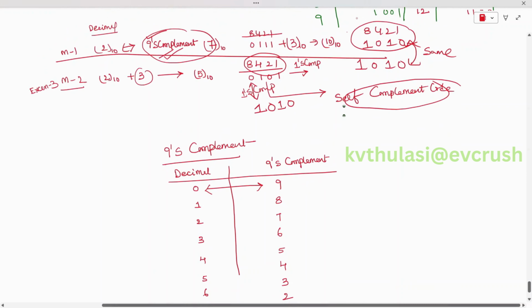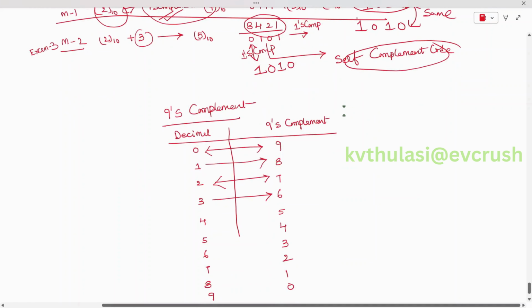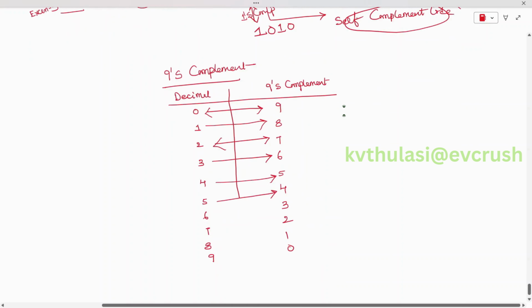So I had already told the decimal 2. Nine's complement is how much? 7. So nine's complement of 1 is how much? 8. Nine's complement of 3 is how much? 6. Nine's complement of 4 is how much? 5. Nine's complement of 5 is how much? 4. Nine's complement of 6 is how much? 3. Nine's complement of 7 is how much? 2. Nine's complement of 8 is how much? 1. Nine's complement of 9 is how much? 0. This is how to perform nine's complement.